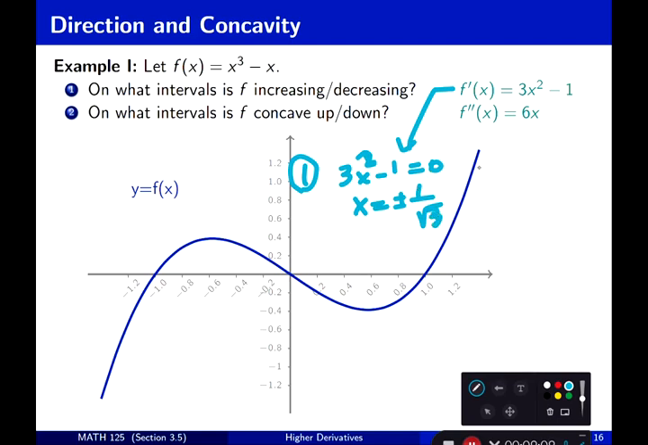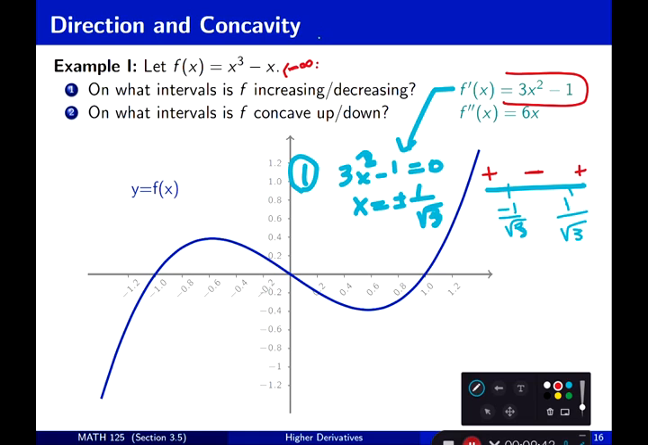And then you have to draw the number line with negative 1 over square root of 3 and positive 1 over square root of 3. And then in here, you observe that this is a parabola, and it's going to be positive here, and it's going to be negative here. So the function is increasing from negative infinity to negative 1 over square root of 3.